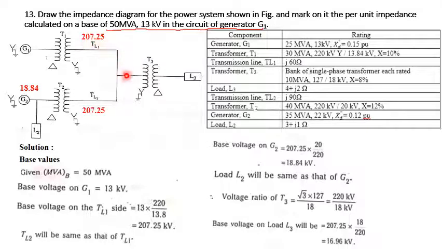It is also 207. This part is also 207. What is the LT rating of the transformer? It is 18. What is the ST rating of the transformer? It is 220. 18 by 220 will get 16.96. This is the voltage across the load L3, 16.96. This is how we are calculating the base voltage for the entire network. So these are the new values. Old values are given in the ratings, and these are the values we calculated by considering the base values.